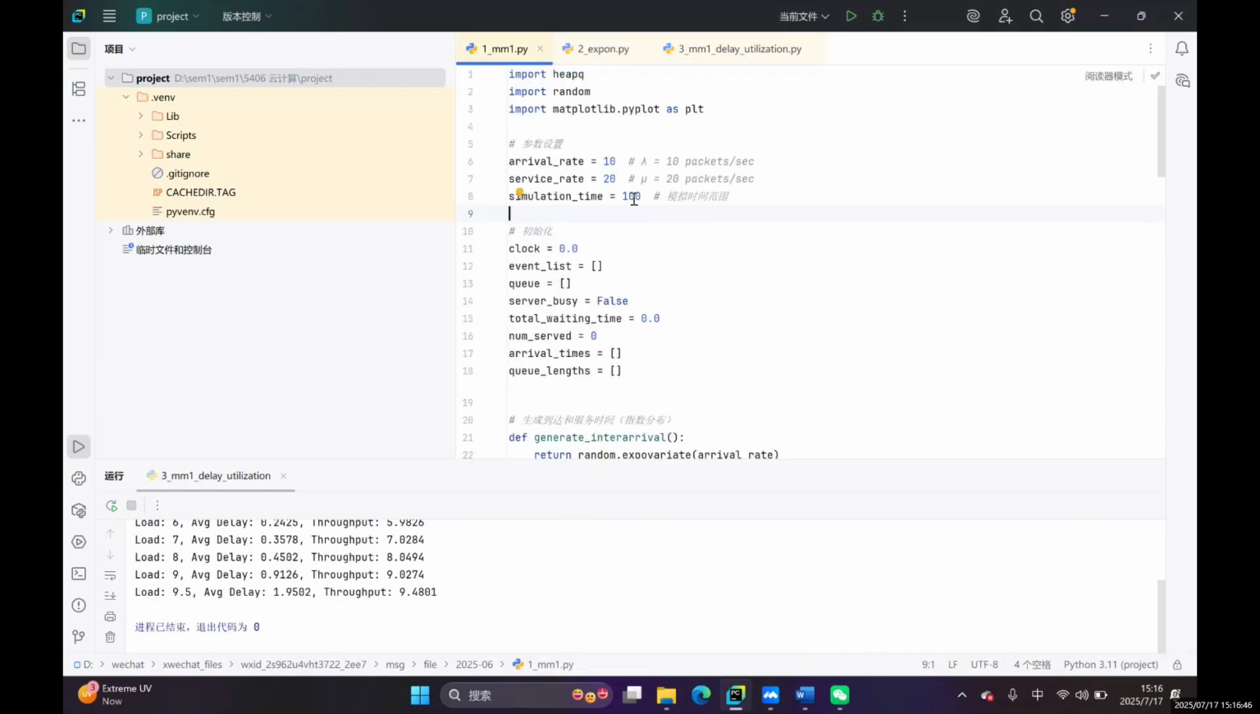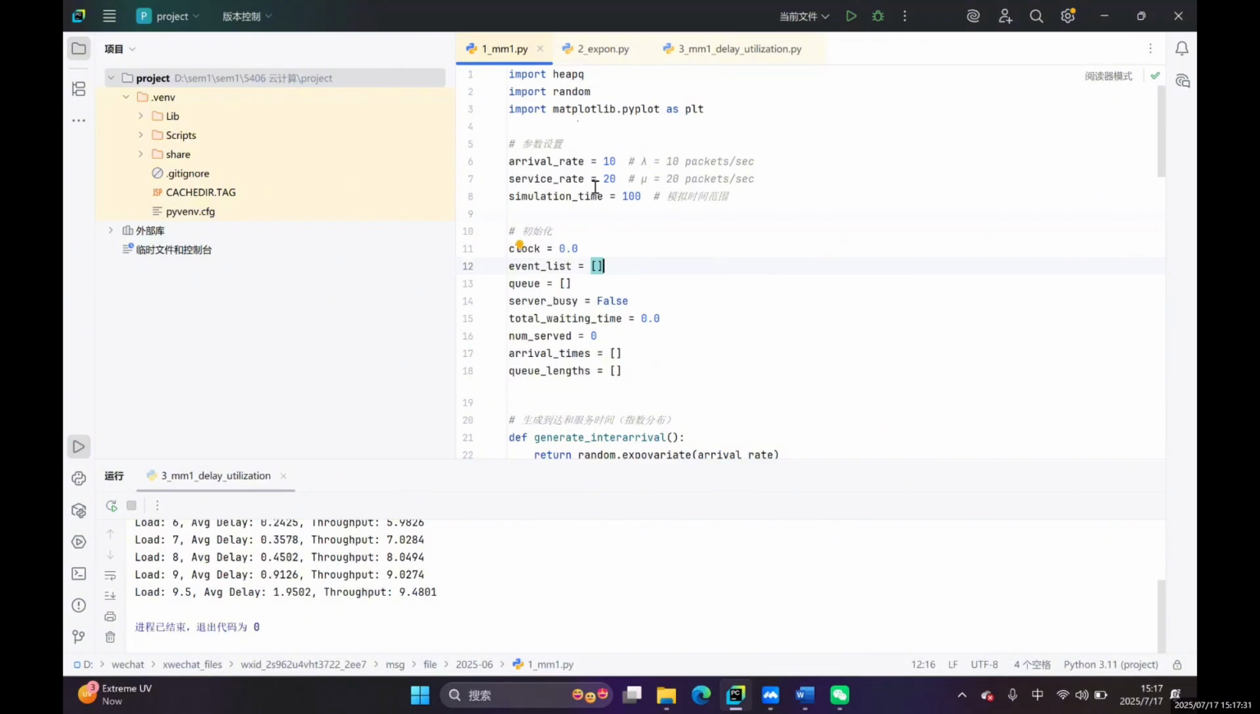The first code is the MM1 queuing simulation. It's a basic MM1 queuing system using discrete event simulation. The purpose of this code is to simulate customers arriving at random times, joining a queue, and then being served by a single server. The code tracks key performance metrics, including total number of customers served, average waiting time, and average queue length.